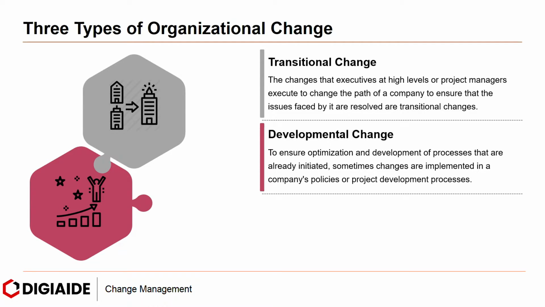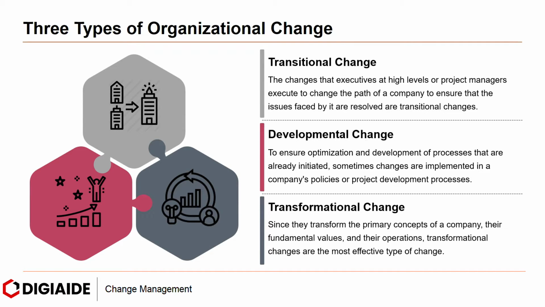Next, developmental change. To ensure optimization and development of processes that are already initiated, sometimes changes are implemented in a company's policy or project development processes. And finally, transformational change. Since they transform the primary concepts of a company, their fundamental values, and their operations, transformational changes are the most effective type of change.